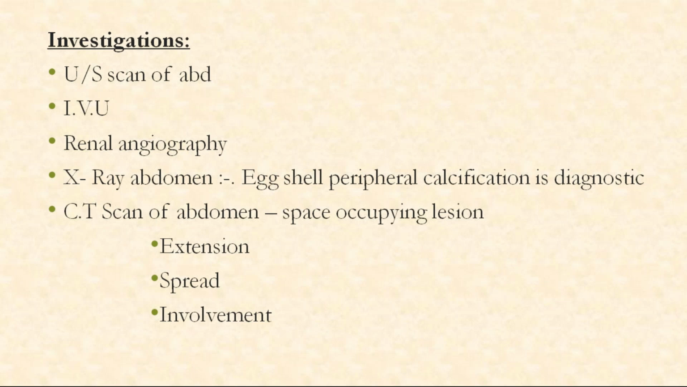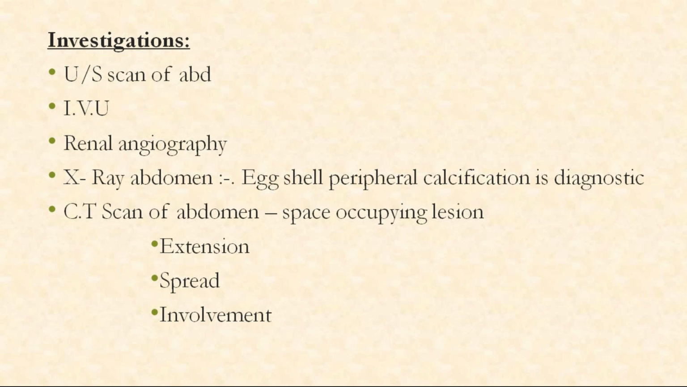Next, intravenous urography or intravenous pyelography can also reveal the renal tumor mass. Renal angiography, that means the vessels may be involved, can also be useful to diagnose the Wilms tumor. If you take the plain X-ray of the abdomen, axial peripheral calcification is the diagnostic feature.